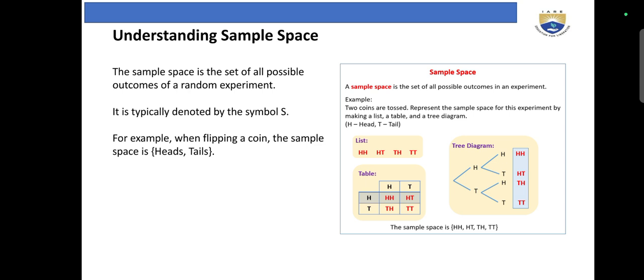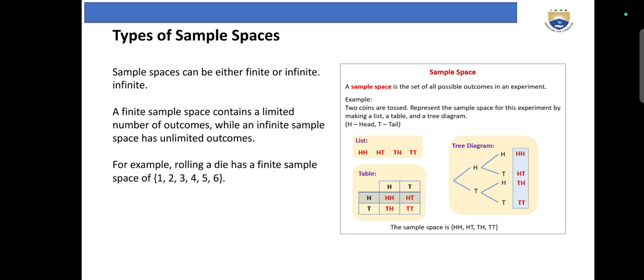The sample space of a random experiment is typically denoted by the symbol S. For example, when flipping a coin, the sample space is head and tail. Sample space can be either finite or infinite. A finite sample space contains a limited number of outcomes, while an infinite sample space has unlimited outcomes. For example, rolling a die has a finite sample space of 1, 2, 3, 4, 5, 6. A sample space is all the possible outcomes in an experiment.